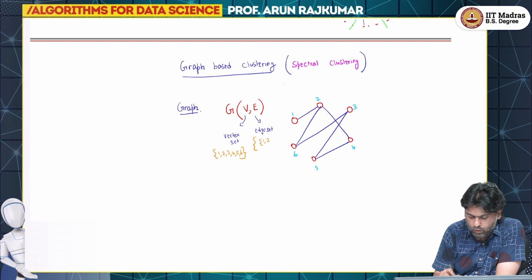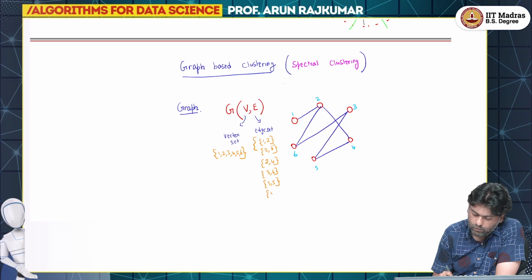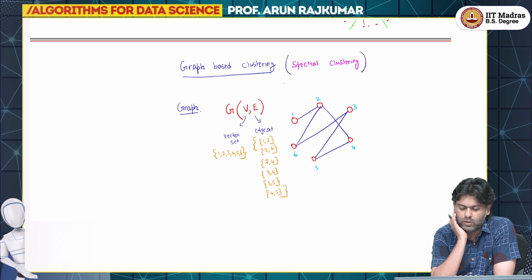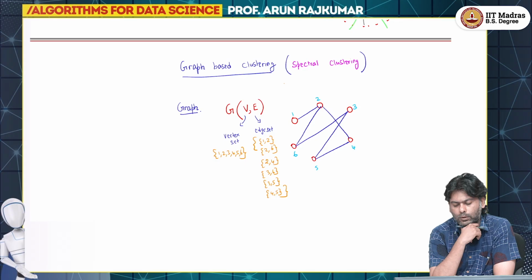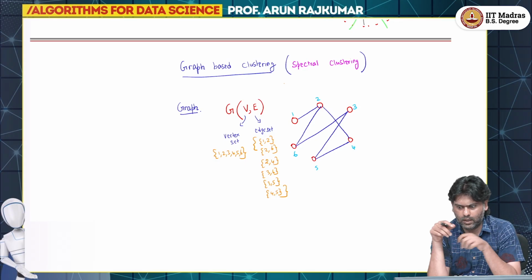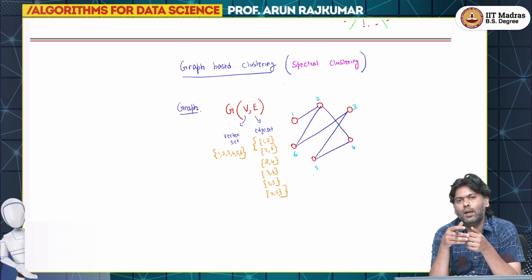So for example, {1, 2} is part of this edge set to indicate that there is an edge that connects 1 and 2. {1, 3} is not, because there is no edge that connects 1 and 3, whereas {2, 6} is an edge, {2, 4} is an edge, {3, 6} is an edge, {3, 5} is an edge, {4, 5} is an edge. So this would be the edge set. Yeah, 6 edges, right? Of course, now I'm treating what is called an undirected graph.